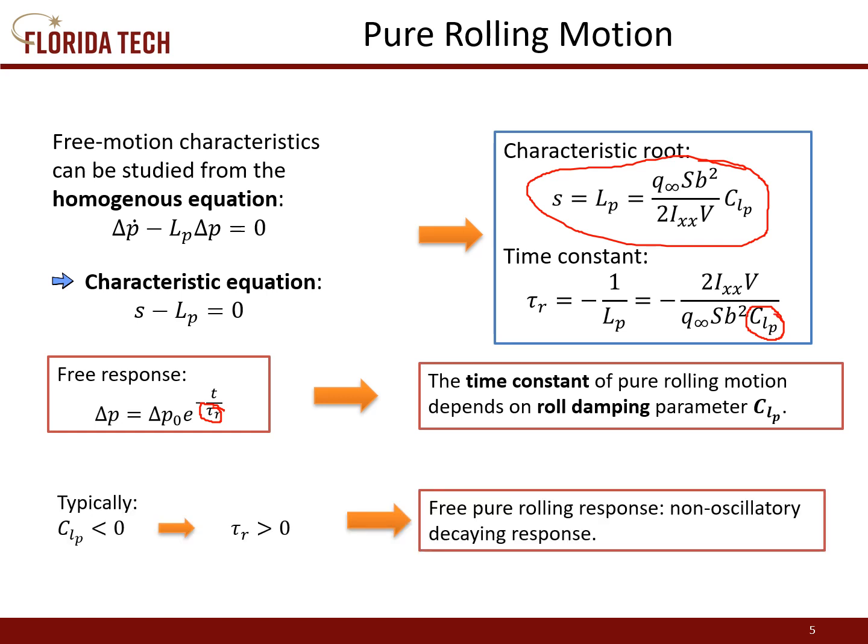We know that typically CLP is negative, and that's going to result in a positive time constant. So from this analysis, we know that the free pure rolling response is going to be non-oscillatory, and it's going to decay. It's going to be stable.